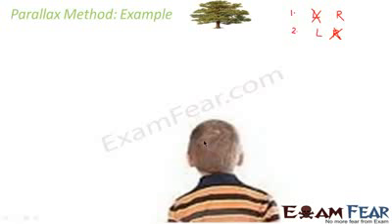Let us suppose this is the position of his right eye and this is the position of his left eye. Before we start, I already told you the distance between the two eyes is your basis. We denote the basis as small b. So this is your b. Now, you want to measure the distance of the tree from Ronnie.